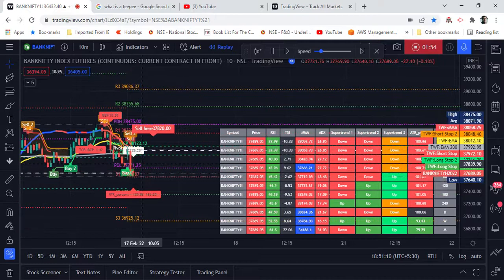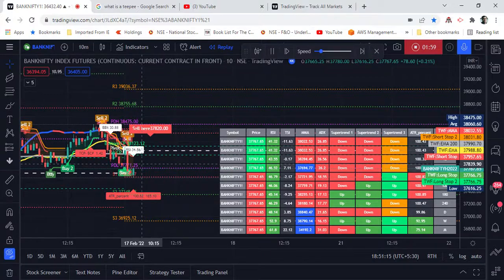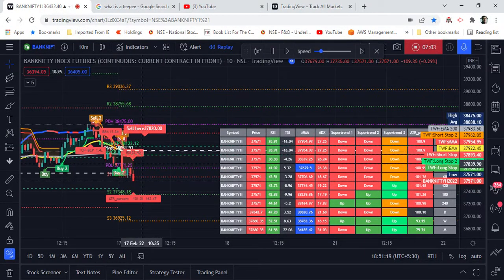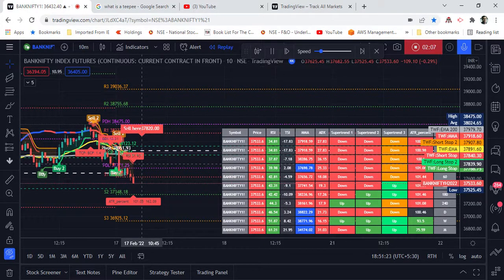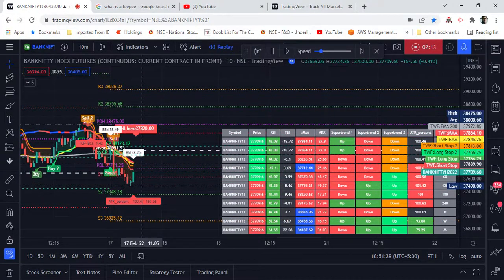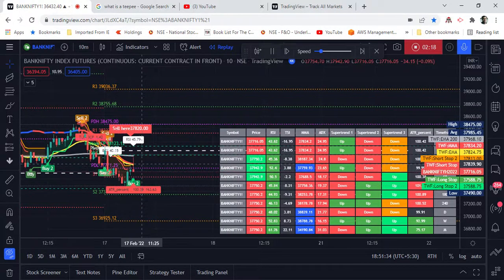Then I have coded a confluence indicator which tells me whether I should take a call, whether I should buy or sell. It's not working as per my thought process, but it works sometimes. Right now, it has told us to sell at 37,820, and there we are selling. But let's see whether it has given us the perfect results.